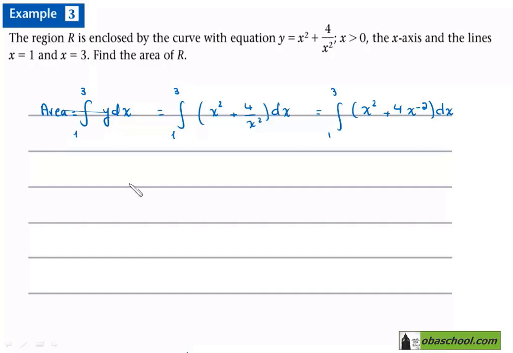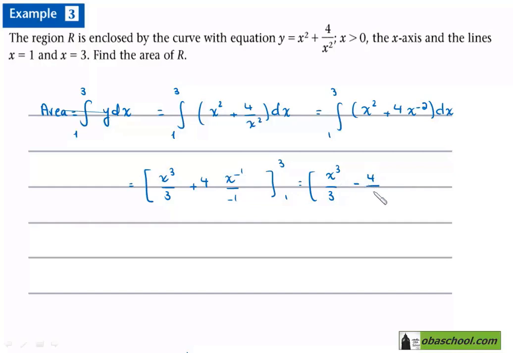Now we can integrate. We put everything between square brackets, and here we have the limits. x squared becomes x to the power 3 over 3. We simply add to the exponent and divide by the exponent. Plus 4 multiplied by x to the power minus 2 plus 1, which is minus 1, over minus 2 plus 1, which is minus 1. Always try to organize the function as much as possible before substituting with the limits. So, x to the power 3 over 3 plus 4 divided by minus 1, which is minus 4.